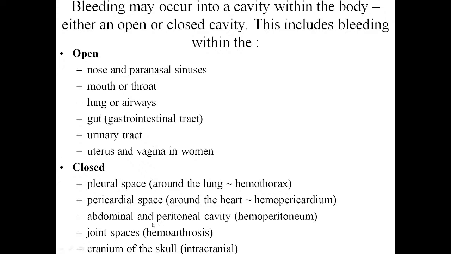Abdominal and peritoneal cavity: bleeding inside this cavity is called a hemoperitoneum. Next closed cavity, the joint space: bleeding inside the joint space is called a hemarthrosis. And the final space is the cranial space of the skull, the intracranial space, and bleeding in the intracranial space is called an intracranial bleeding.